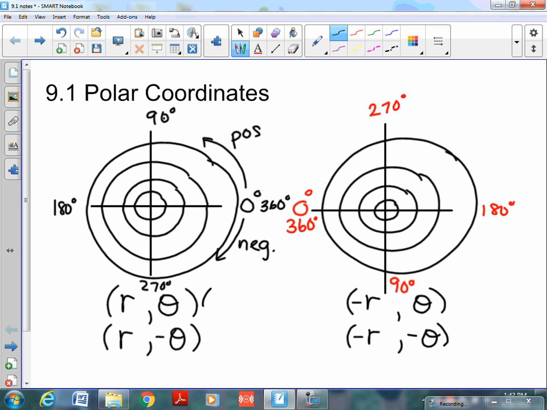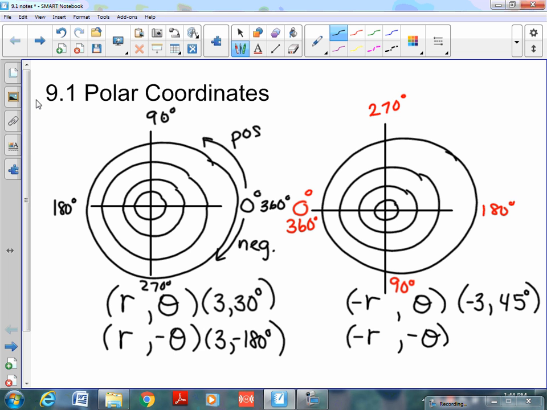So, if I gave you 3, 30 degrees. If I gave you 3, negative 180. Over here, I'm going to give you negative 3, 45 degrees. And this one needs to be both negative. So let's do negative 3, negative 120 degrees.